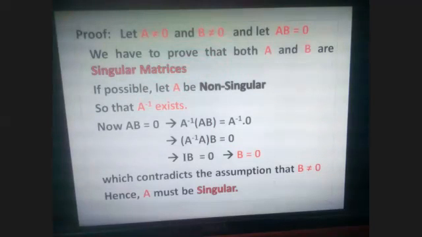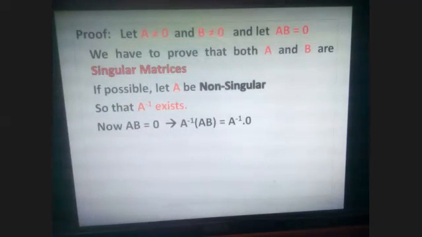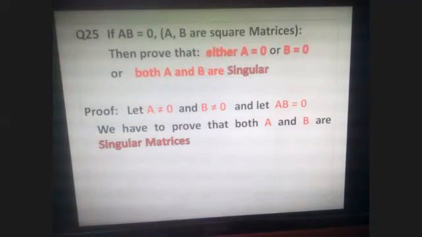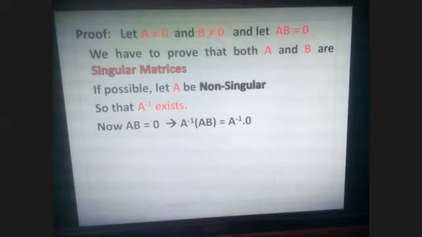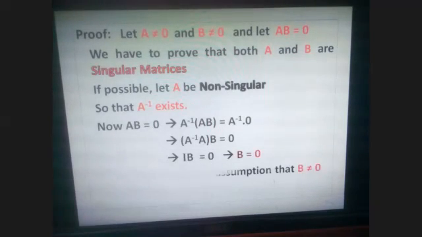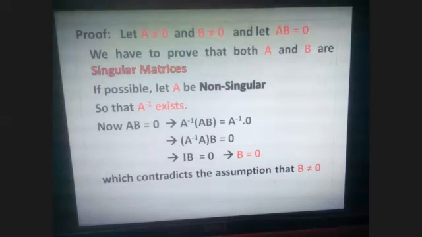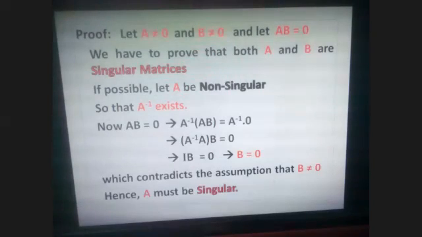Is it okay? When A and B are non-zero matrices, and if AB is 0, we have to prove that both A and B are singular matrices. Once again, if possible, let A be non-singular, so that A inverse exists. And when AB equal to 0, A inverse into AB is A inverse 0. That is A inverse A into B is 0, or IB equal to 0. That implies B equals 0, which contradicts the assumption that B is non-zero. Hence, A must be singular.